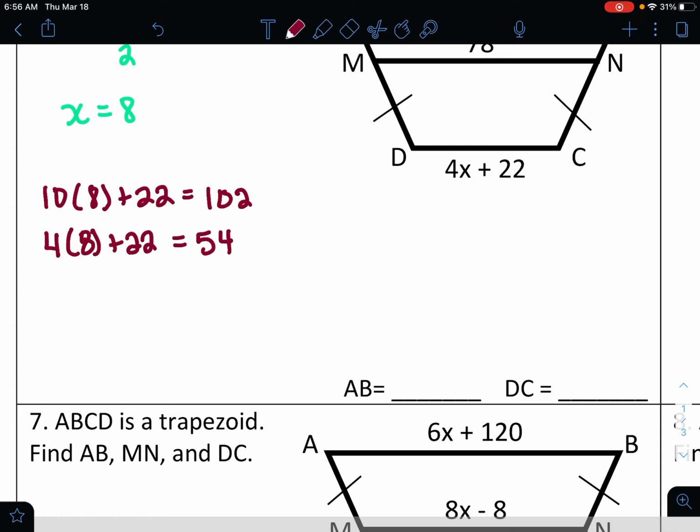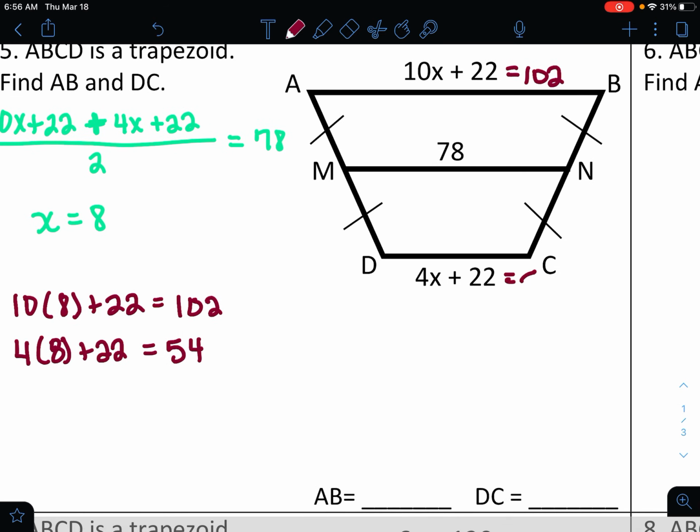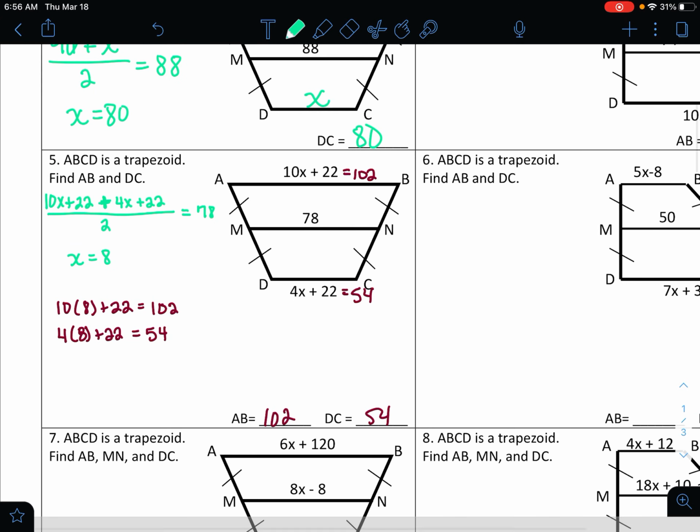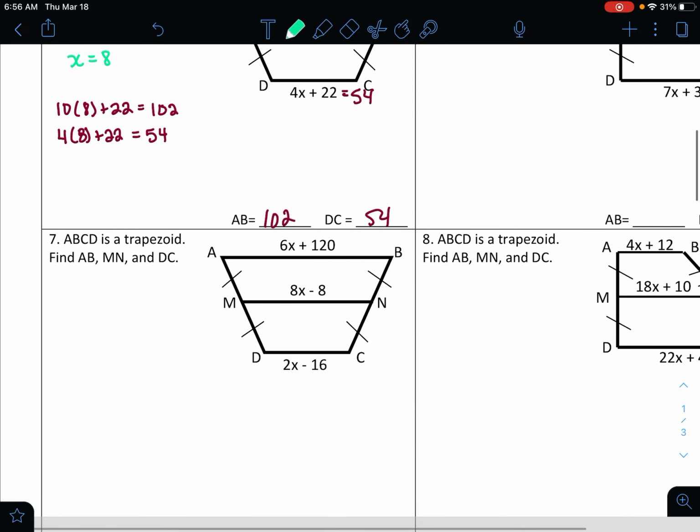Okay, let's just double check that one. Okay, so that's 102 and 54. Okay, so moving on. Number 6 is just like number 5, so you can just set it up the same, use nsolve, and go from there.